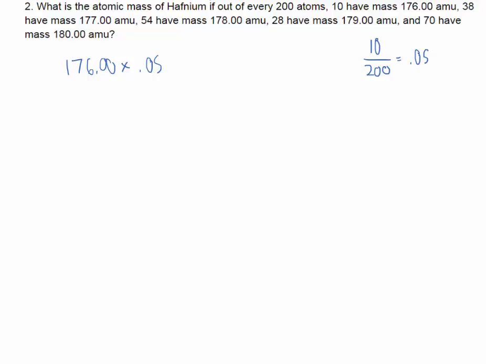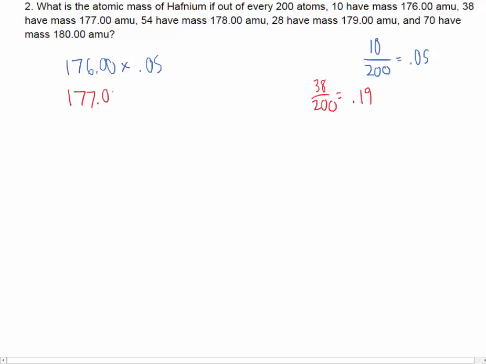I'll change colors to keep this a little bit easier to keep track of. Then your next one is 38 of the 200 atoms, which would give you a decimal of 0.19. So then I'm going to take that isotope's mass, which is 177 atomic mass units, times 0.19. And I guess I'll just switch back to blue. We'll just alternate. No, I'm going to cycle to purple because it's so pretty.